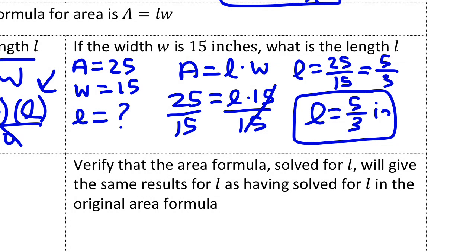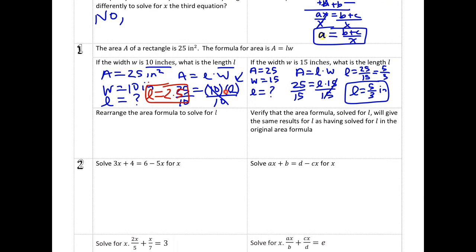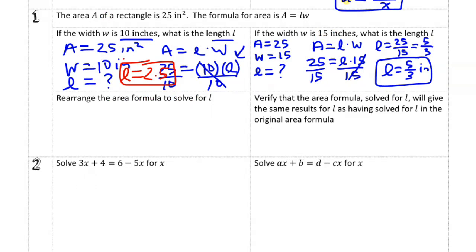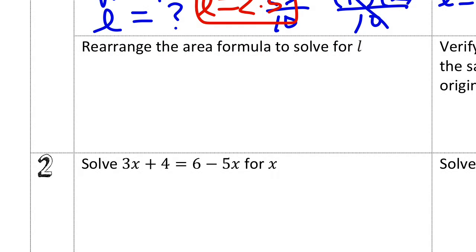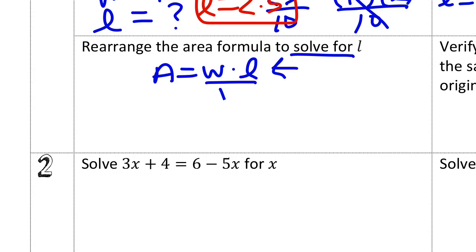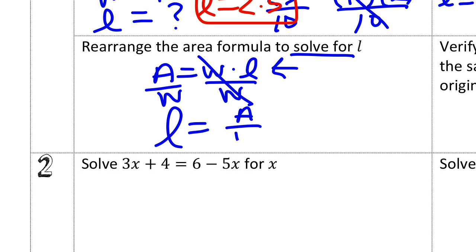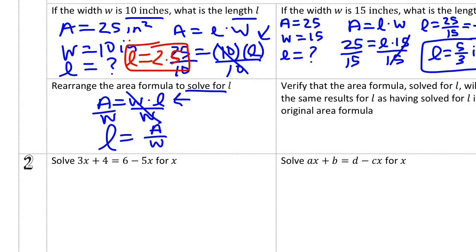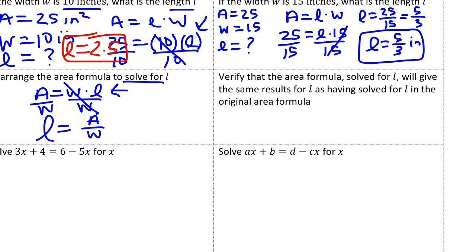Okay, what I'm noticing in both of these problems is that each time I divided by whatever the width was. So now what they want me to do is rearrange the formula and solve for L. So here's our formula. Area equals length times width. I want to get the L by itself, so I need to get rid of the W. Once I get rid of the W, I know that L equals the area divided by the width. And if you look back at the two problems we just did, that's exactly how we found each of our answers.